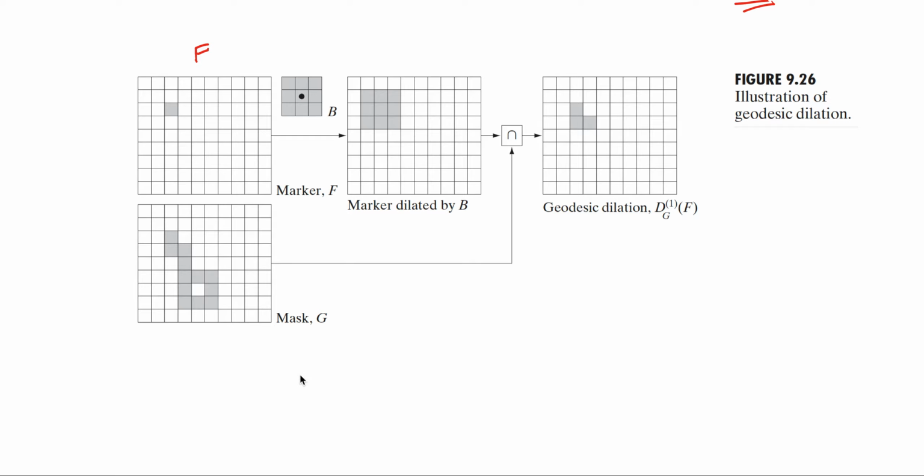So I will write the equation, that is, the geodesic dilation of the marker f applied 1 time is equal to, you have to take the image f or the marker image, first dilate it using the structuring element b, then you find the intersection with the mask g. So this is the image f. So you have to find the dilation operation of this image.